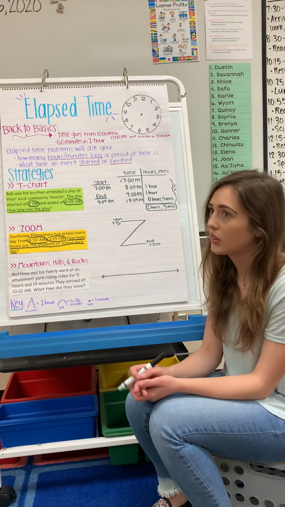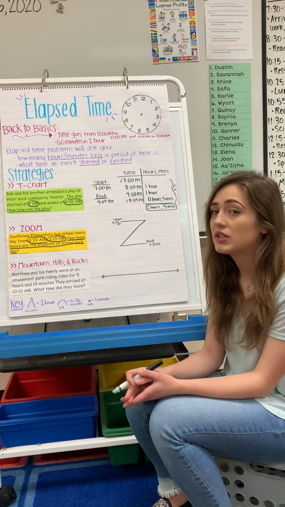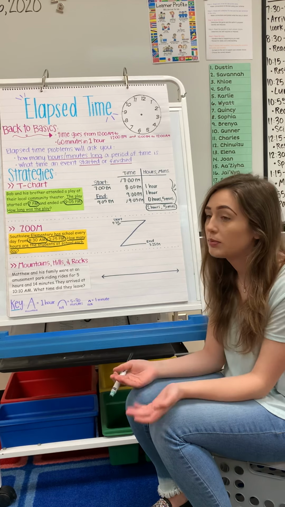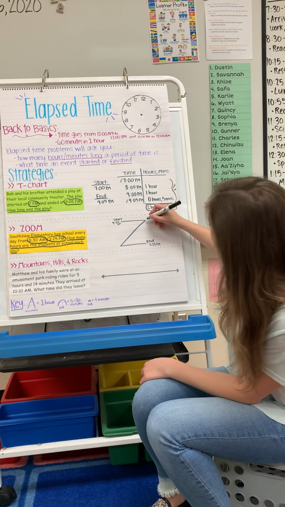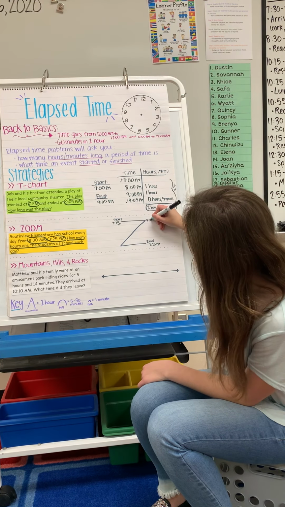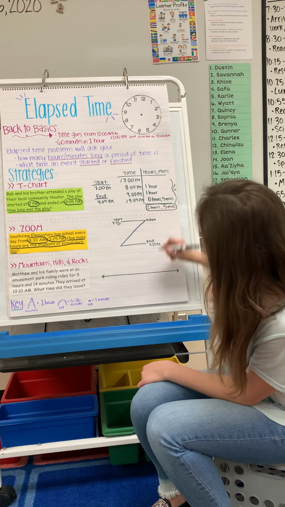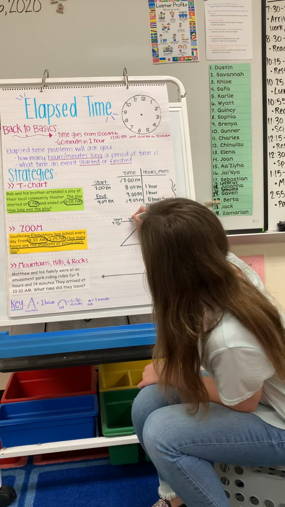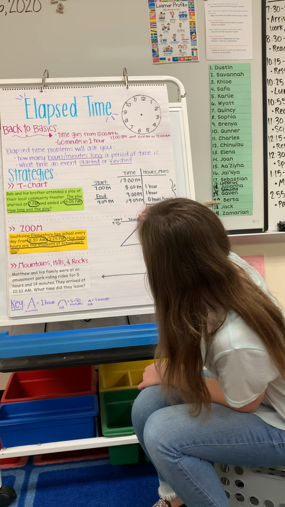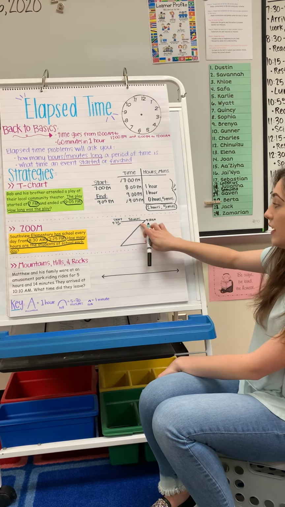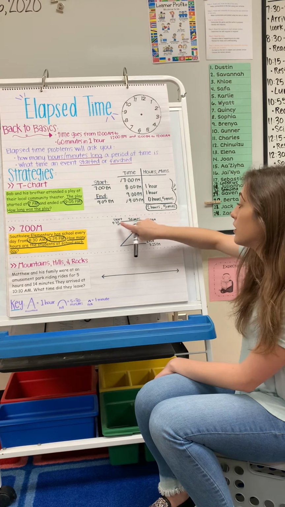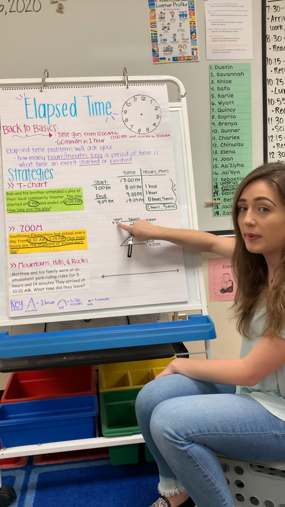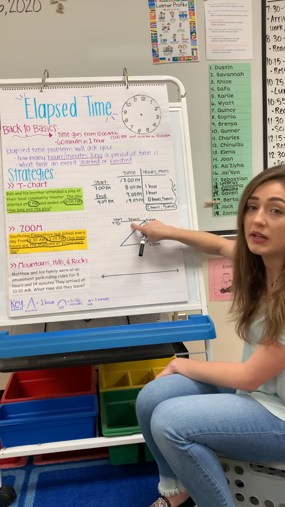Well, that would only be 30 minutes. We know that 60 minutes are in an hour, so 30 plus 30 is 60. Once we added 30 minutes, we would get to 9 o'clock. So in between 8:30 and 9, that is 30 minutes. So you're going to write right there at the top of your Z how long it took to get from 8:30 to 9, which is 30 minutes.